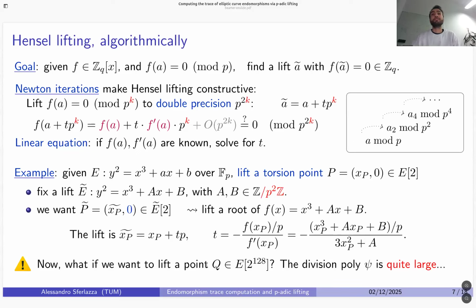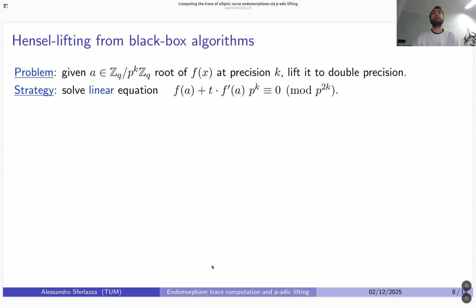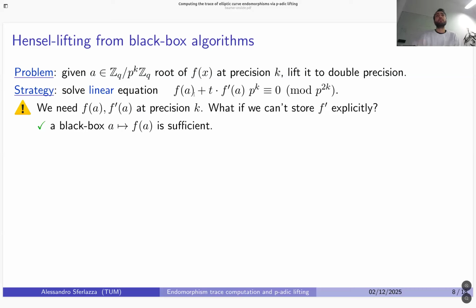So yeah, we've got some kind of a problem, but let's see how we can overcome that. I'm restating the problem here. We've got a root of a polynomial. We want to lift it to double precision. And in order to do that, we need a linear equation where the coefficient depends on the evaluation of a polynomial function and its derivative.